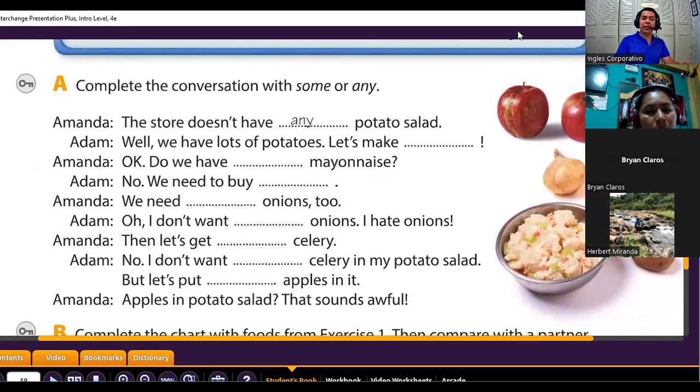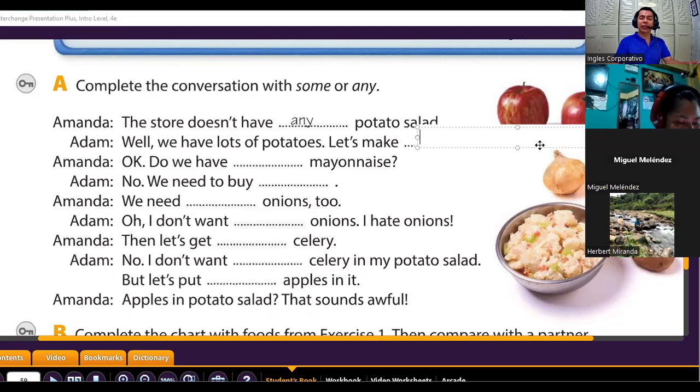Some and any. Let's start with the conversation of Adam and Amanda and Adam, right? Good. So let me see. Who's next? Who's going to help me? Giselle, please. Mari and Herbert, right? Mari, you are Amanda, and okay. Herbert, you're Adam. No. Give me a second. Vamos a hacer una cosa antes de practicar la conversación. Primero, Mari, please. Let's make some or let's make any.